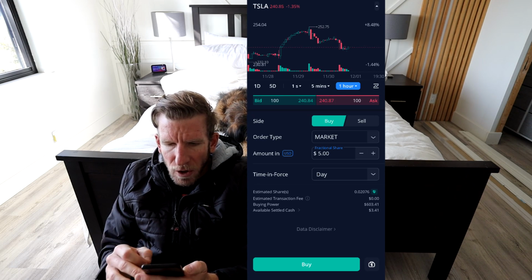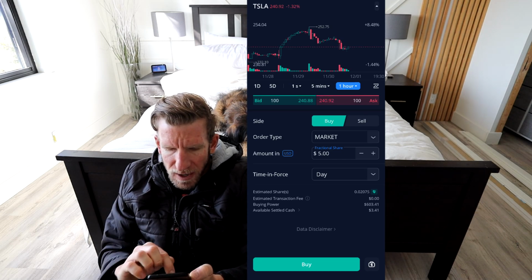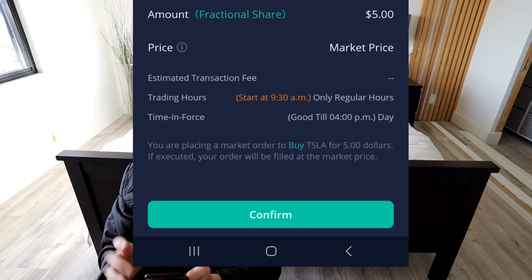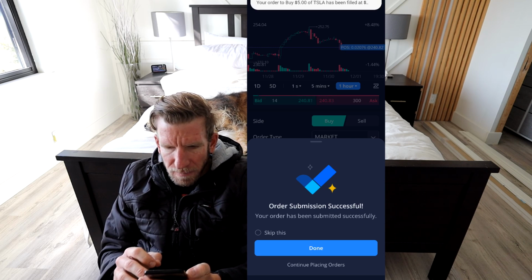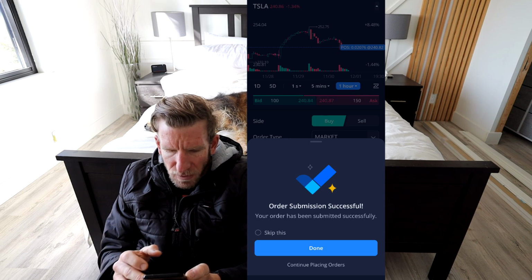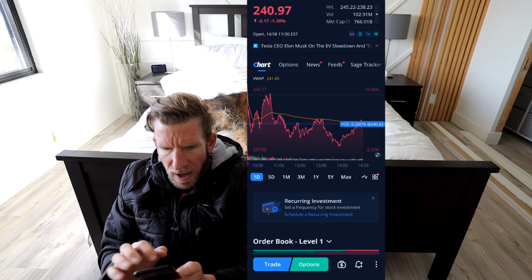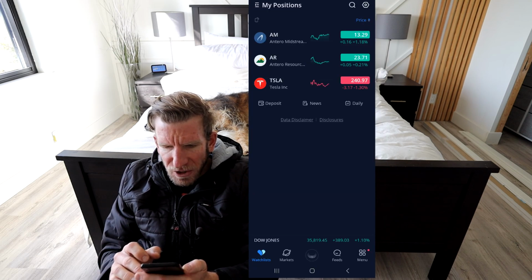So again, this is market order right now, top left of your screen. It's going for 240.95-ish. Let's go ahead and hit buy. It says $5 market price during the hours, confirm for Tesla. Order submission successful. Awesome. And then I have a notification at the top of my screen that says $5 went through. I'm going to go ahead and hit done. And now we're going to go ahead and go back. And right here in my positions, we have Tesla right here.